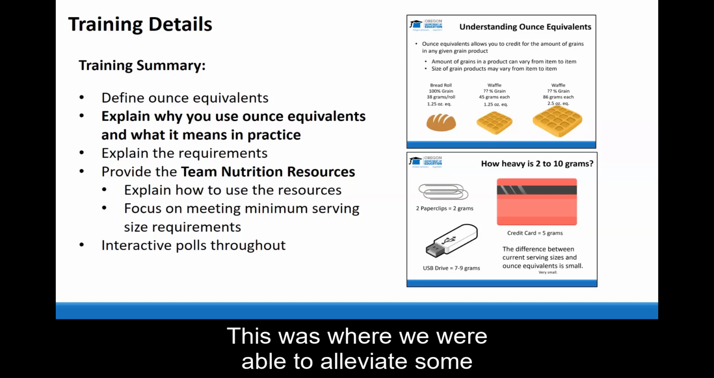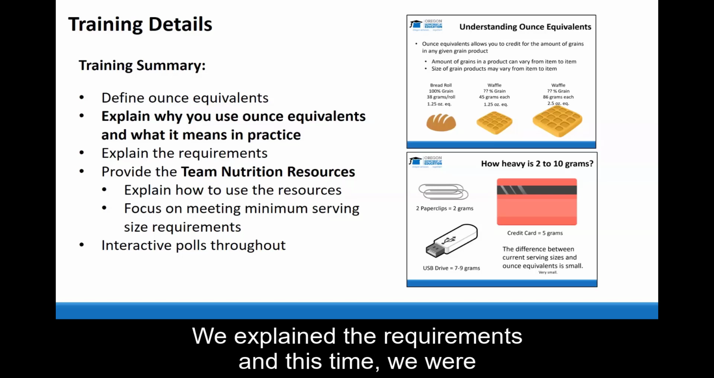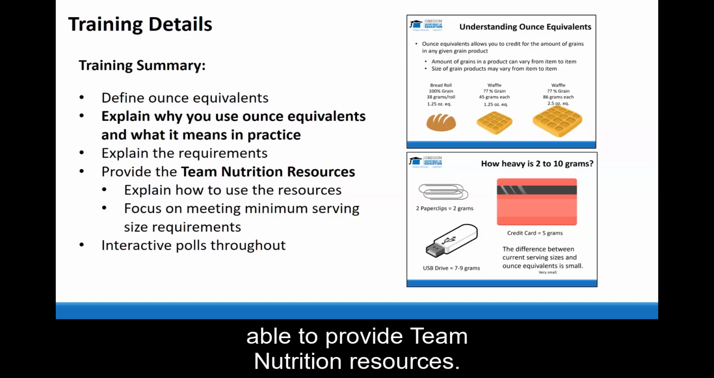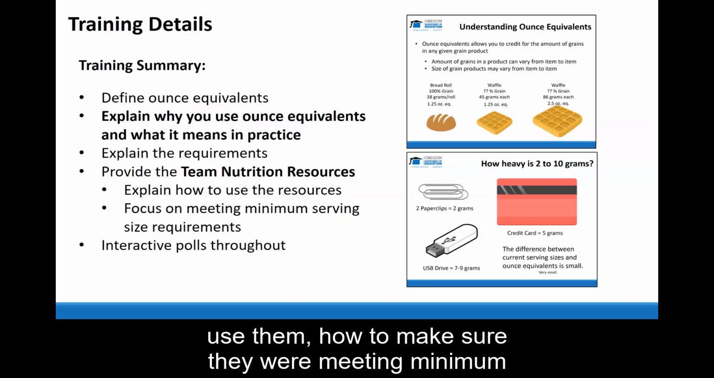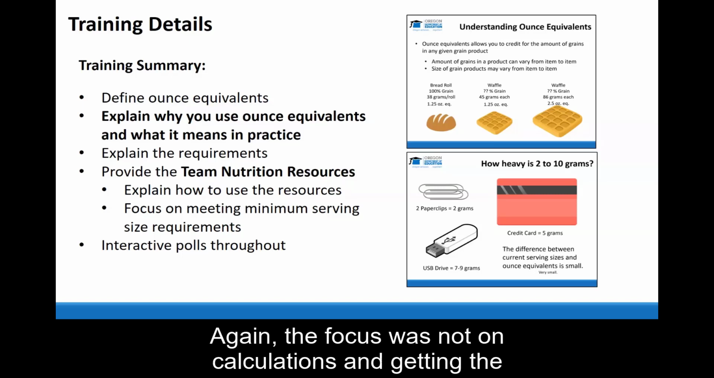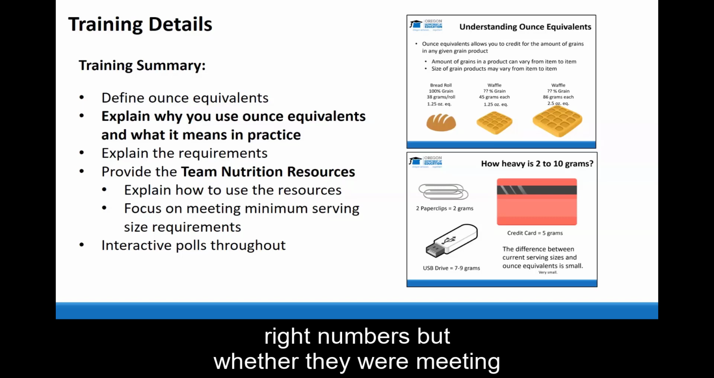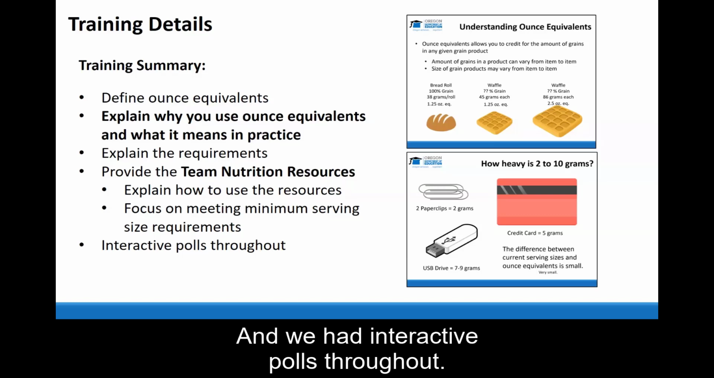This was where we were able to alleviate some concern about switching over to ounce equivalents. We explained the requirements, and this time we were able to provide Team Nutrition resources. We focused on 3 main resources and explained how to use them, how to make sure they were meeting minimum portion size requirements. Again, the focus was not on calculations and getting the right numbers, but whether they were meeting the portion sizes. And we had interactive polls throughout.